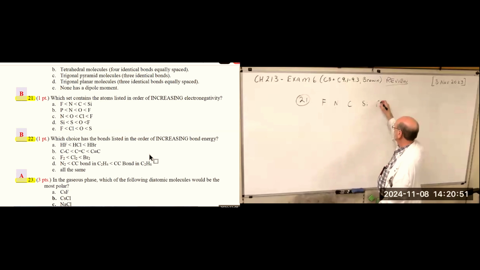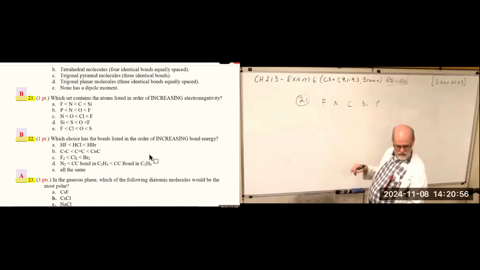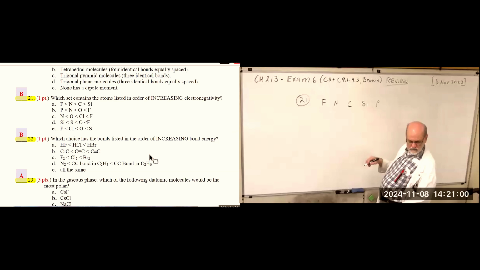Phosphorus added from B. Nitrogen, oxygen, chlorine, fluorine, silicon, sulfur. Oxygen, sulfur, chlorine, oxygen. Okay, did I get all the elements in there? I think I did.